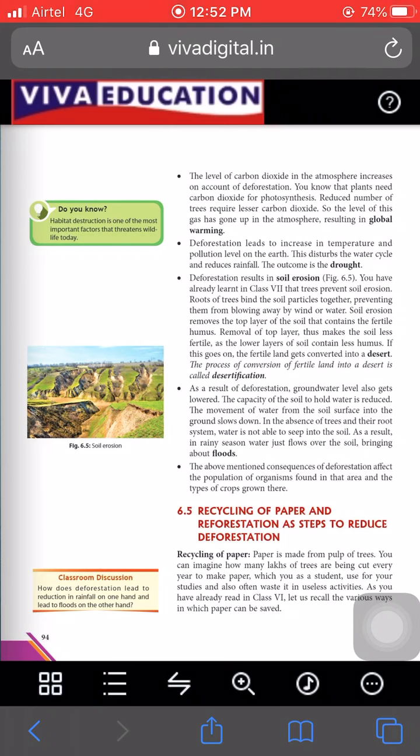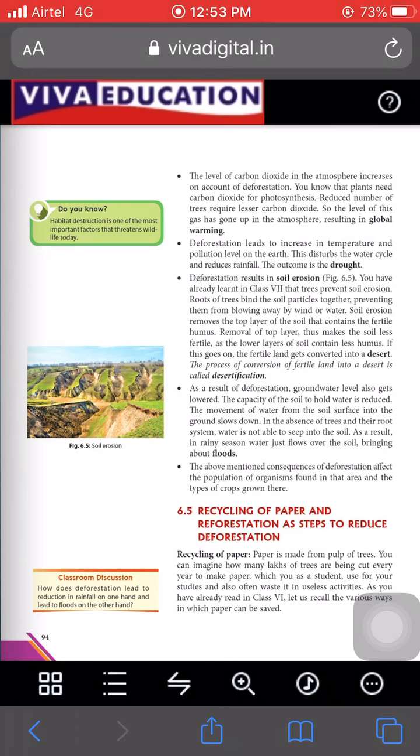First of all, what is the definition of soil erosion? As we learned in previous classes, soil erosion is the removal of the topmost fertile layer of earth. ठीक है, जो सबसे उपजाऊ लेयर होती है अर्थ की, उसका क्या हो जाना, रिमूव हो जाना. ठीक है, टॉप लेयर का रिमूव हो जाना विद द हेल्प ऑफ वाटर, विंड or any other natural calamities. So this is the definition of soil erosion. And trees are the main factor which prevents the action of soil erosion.